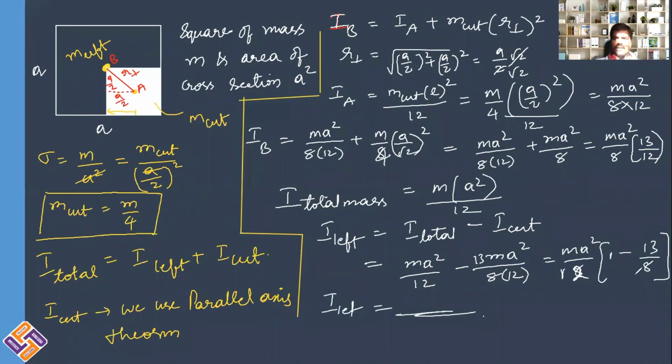Like this, you can calculate the overall moment of inertia of the object: I total minus I cut is equal to this. Right? Once you cross check whether I made any calculation mistake, because here we are getting a negative I left, and the moment of inertia is a scalar quantity, you should get it as positive. I think I have made a calculation mistake somewhere in between, but the procedure is the same. This is the procedure.